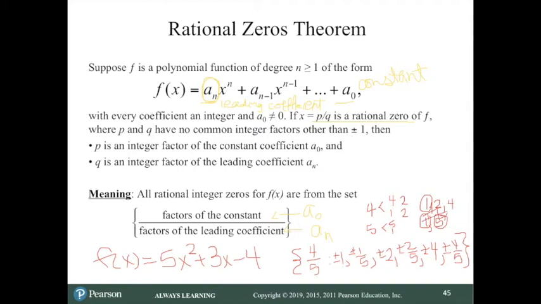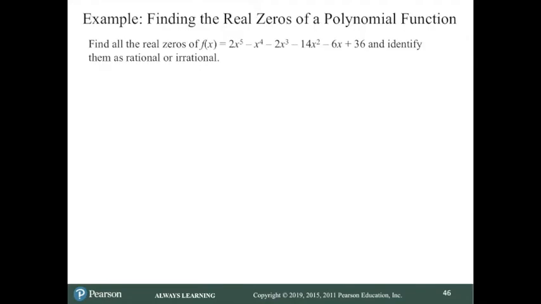Okay, let's apply it. So putting all of that together, find the real zeros of the polynomial function. Find all the real zeros. Notice that's rational and irrational. So I'm also going to show you how to find irrational zeros. Find all the real zeros of f of x equals 2x to the 5th minus x to the 4th minus 2x cubed minus 14x squared minus 6x plus 36, and identify them as rational or irrational. Well, when we have a problem like this, our very first step is to identify potential rational zeros. And so that's last over first.